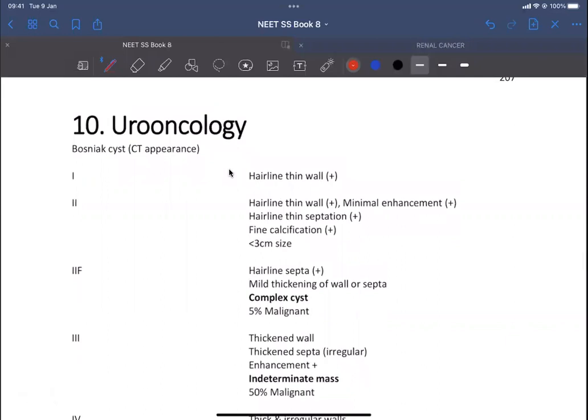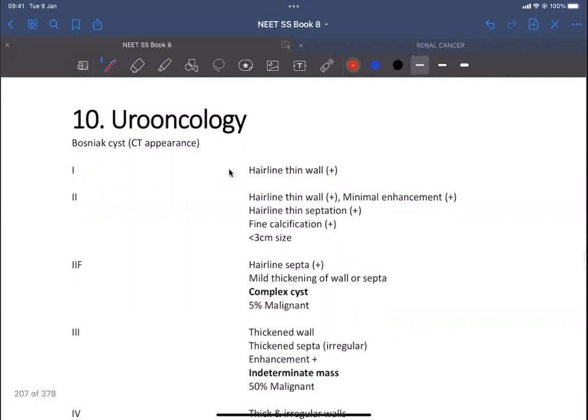Welcome back. So we are now moving on to uro-oncology, which has a few major cancers in urology. We'll be starting off with the renal cancers, which are the simplest and, how to put it, the cancer that has the least amount of controversies in terms of management, and it's the least complex to manage as well.